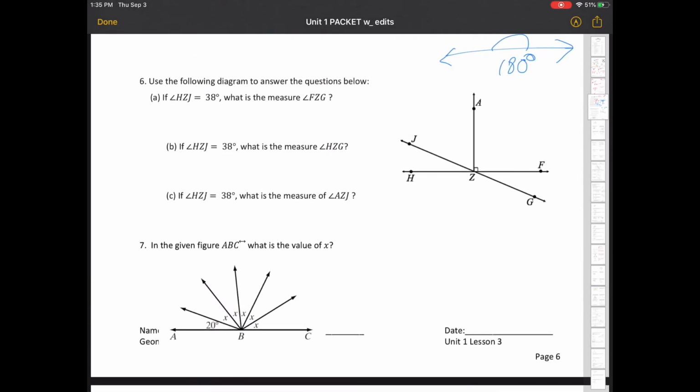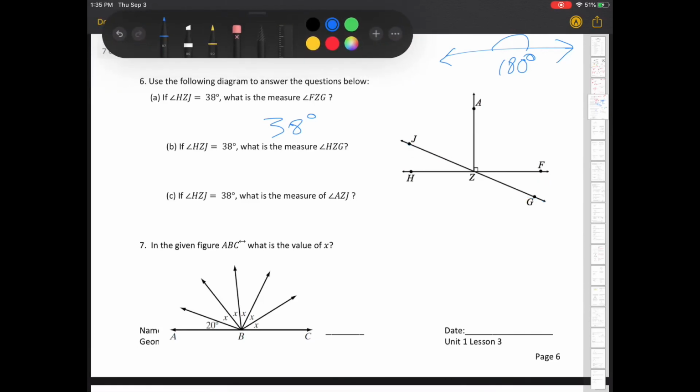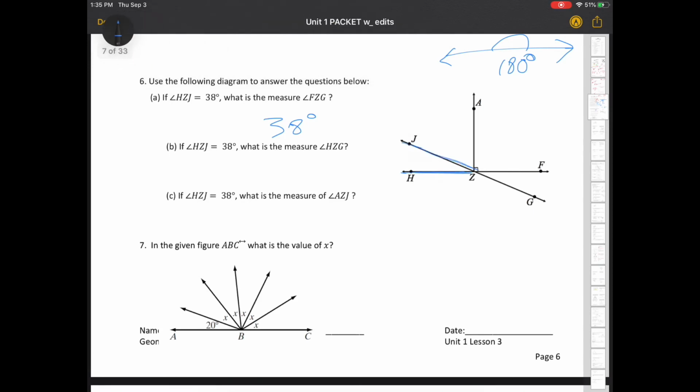Now if we move on to the last question here, it says use the following diagram to answer the questions below. If angle HZJ is equal to 38 degrees, what is the measure of FZG? Look at that, you'll start to pick up on these a lot quicker. This is, again, a pair of vertical angles, so they are just congruent. So we have 38 degrees for that measure. Let's look at the next one. HZJ is now equal to 38 degrees.